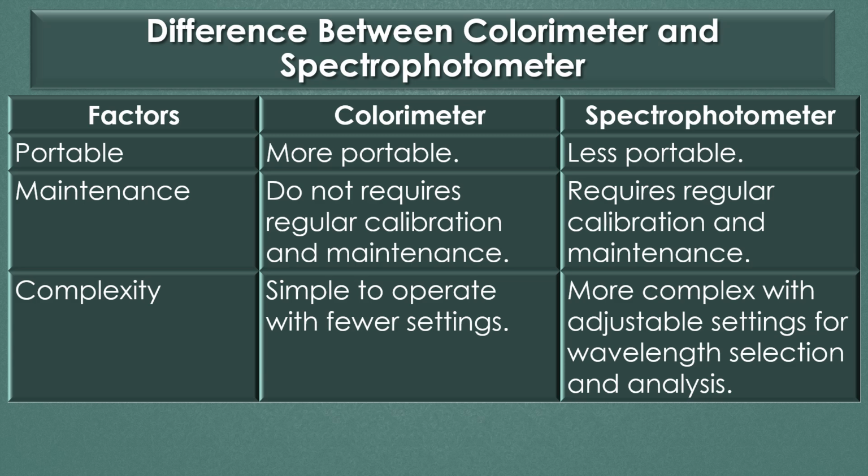Maintenance: colorimeter does not require regular calibration and maintenance, but spectrophotometer requires regular calibration and maintenance. Complexity: colorimeters are simple to operate with fewer settings, but spectrophotometers are more complex with adjustable settings for particular wavelength selection and analysis.